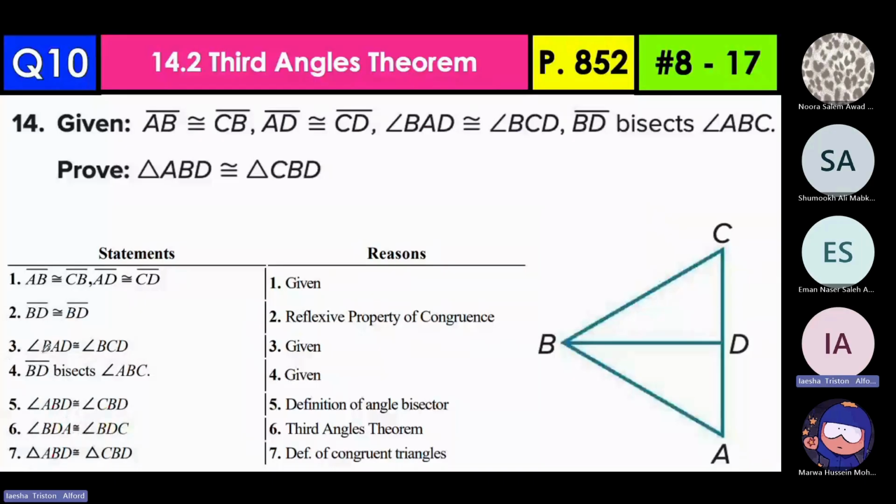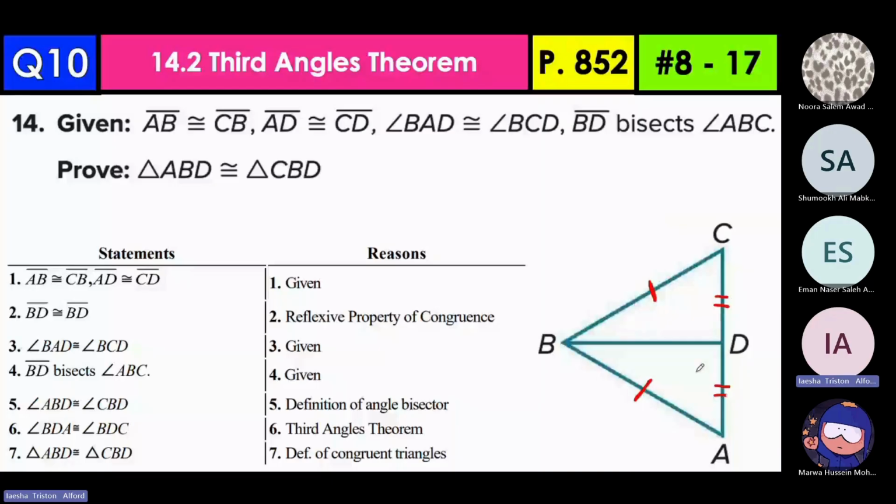So before we start looking at the reasons in this section, we want to look at what they tell us in the given. It says side AB is congruent to side CB. So here I'm going to put one line, and I'm also going to put one line here. Then it tells us AD is congruent to CD. So this is AD and this is CD.